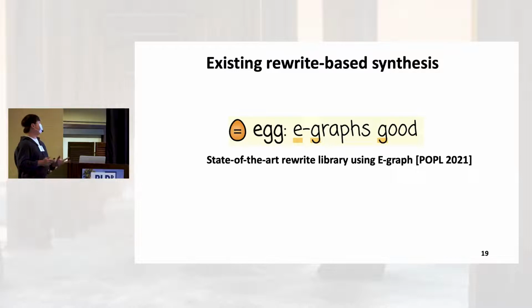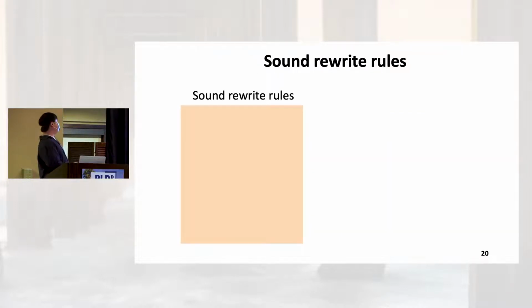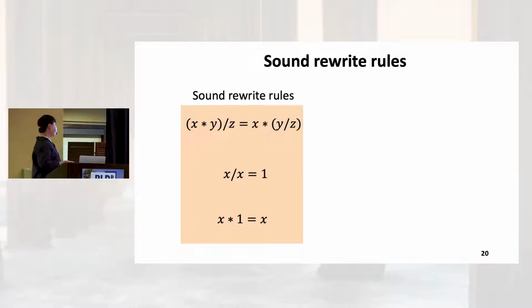There are already some existing rewrite-based synthesis tools, for example, egg, which is a state-of-the-art rewrite library using e-graphs from POPL 2021. Their key idea, in short, is to use a set of sound rewrite rules and perform the rewrite iteratively. For example, we have some rewrite rules here. The first is the associative law. The second is x divided by x equals 1. And the third is x times 1 equals x. These are rules that are correct by construction.